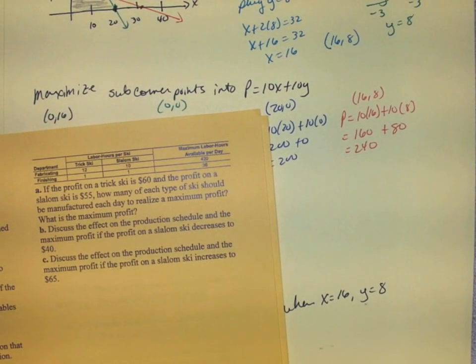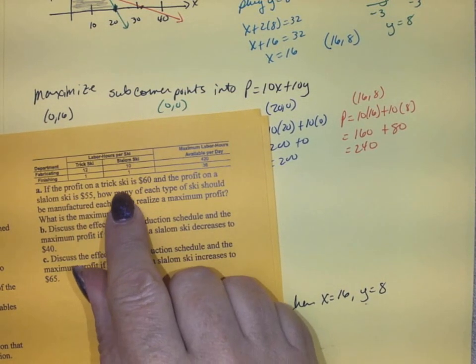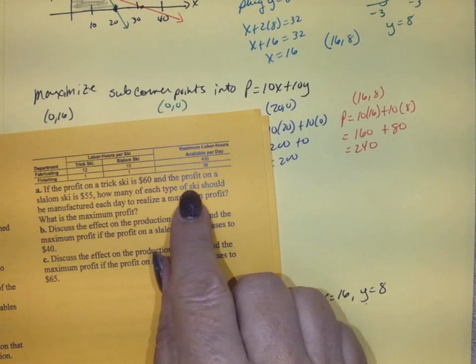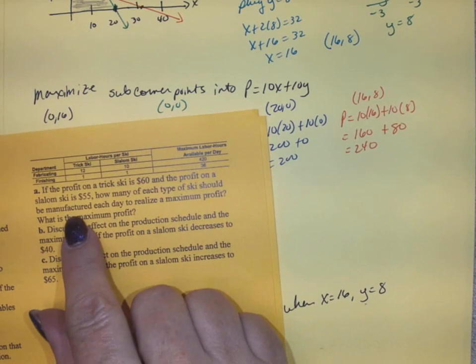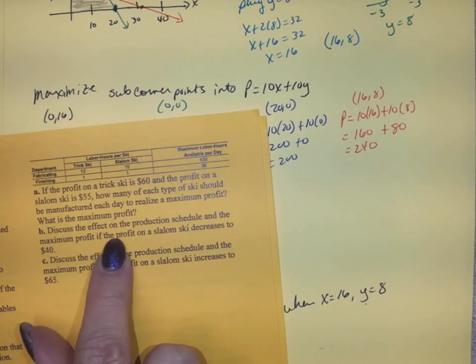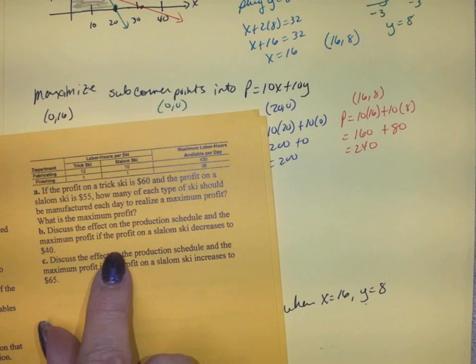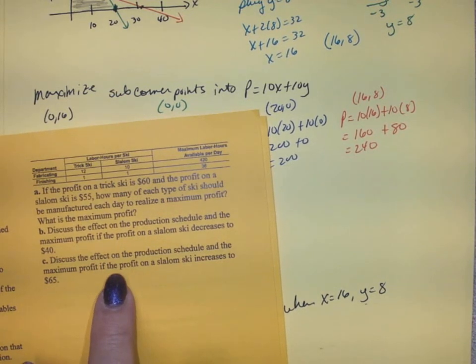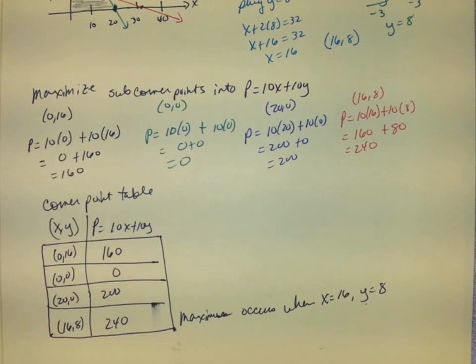We've got a couple of questions to answer. If the profit on a trick ski is 60, sorry about that, and the profit on a slalom ski is 55, how many of each type of ski should be manufactured each day to realize a maximum profit? What will that be? Discuss the effect on the production schedule and the maximum profit if the profit on the slalom ski decreases to 40, and what about the effect on the production schedule if the maximum profit on a slalom ski increases to 65? All right, so we're going to do similar things here.